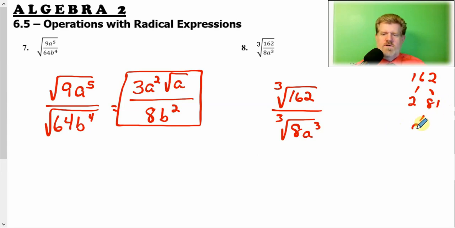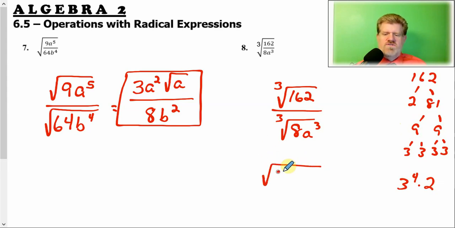And 81 we know is 9 times 9. Well, the 9s break up into 3s. So really, it's 3 to the 4th times 2. All right, so let's rewrite this. We'll put the 2 first, just because you put them in order. 3 to the 4th, that's the top.